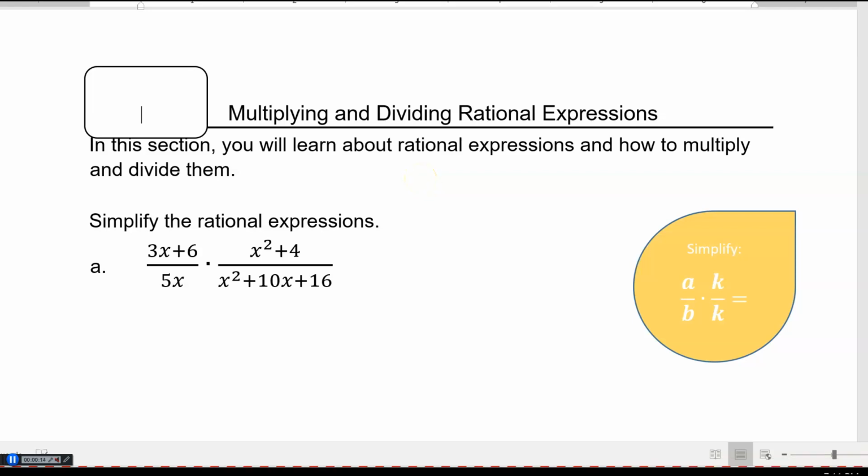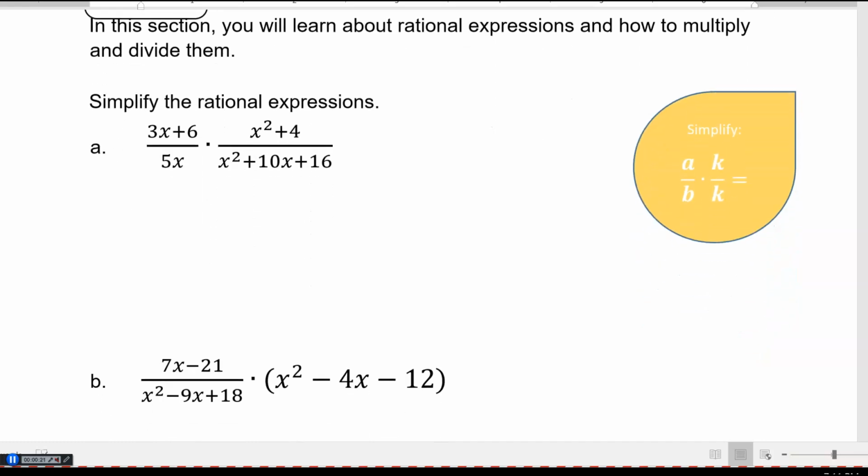Hi students, this is section 6.2, multiplying and dividing rational expressions. So let's get started right away.